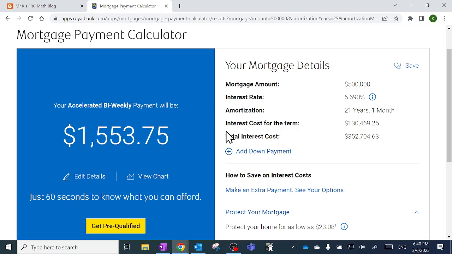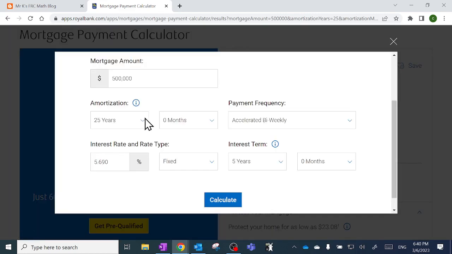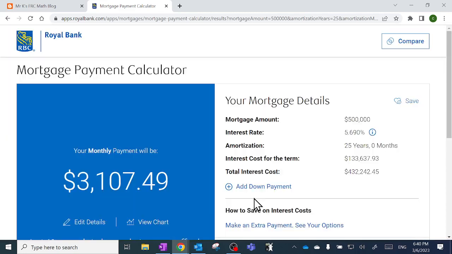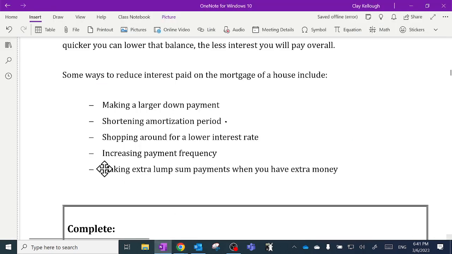Finally, one last way, let me go back to the original again. Go back, instead of accelerated by week, go back to monthly. There, so there's our starting point again. One other thing we can do to try to make our payments here smaller, or just maybe not even make the payment smaller, but just knock down how much interest we're paying to the bank for the privilege of borrowing their money, one last thing we can do is maybe make an extra lump sum payment when you have extra money.